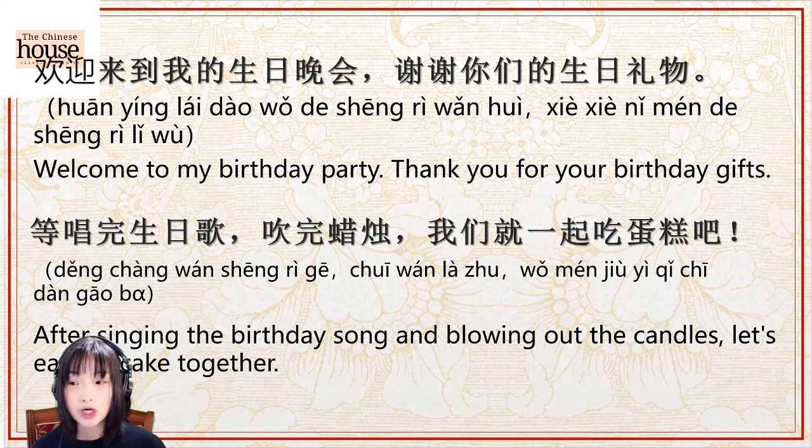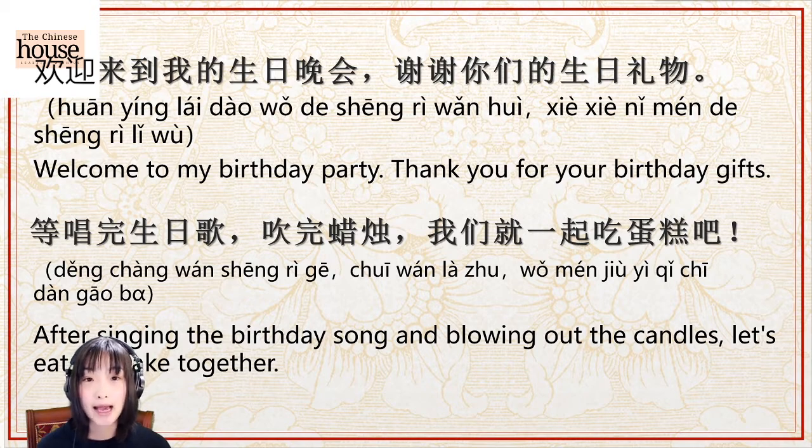等 means wait until. 唱完 sing the 生日歌 birthday song, 吹完蜡烛. 完 means finish doing something. You have to put it after the verb. 吹完 means after blowing. 吹完蜡烛,我们就一起。我们就 means let's, let us, 一起 together, 吃 eat, 蛋糕 cake, 吧 which means let's do something. It doesn't have any meaning, it's just an expression to show your emotion that let's do something. 我们就一起吃蛋糕吧.